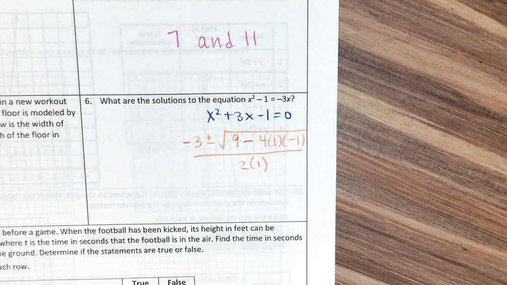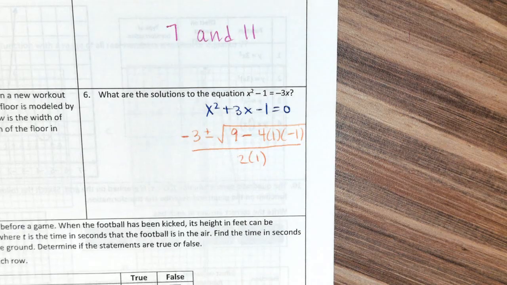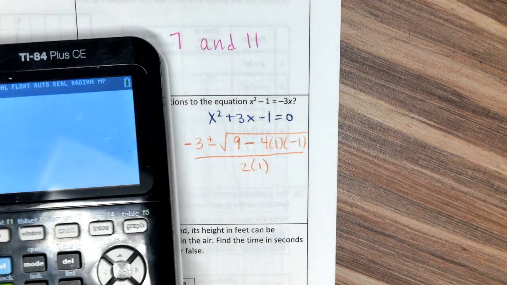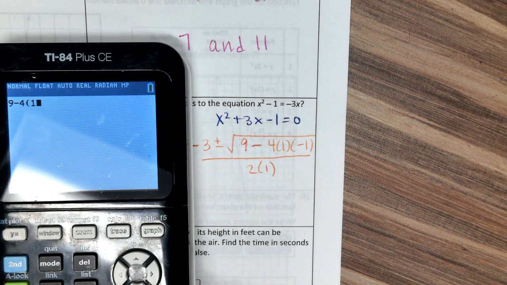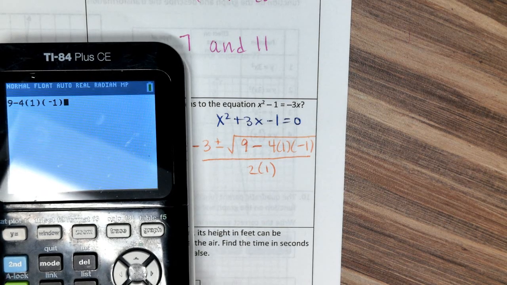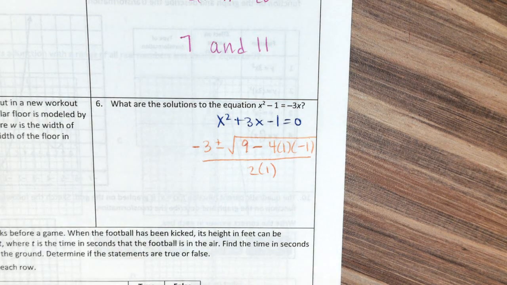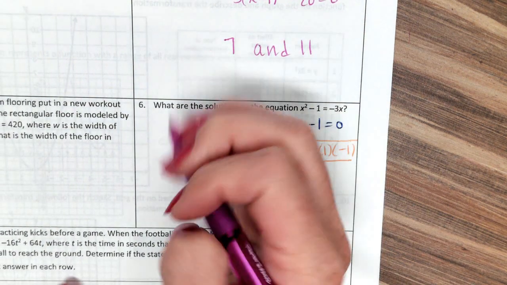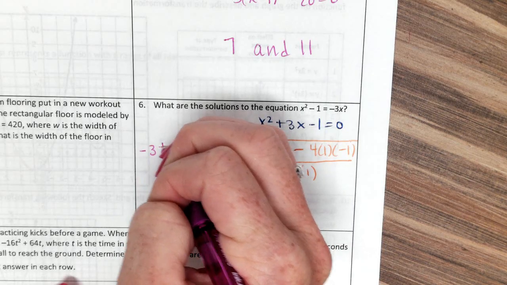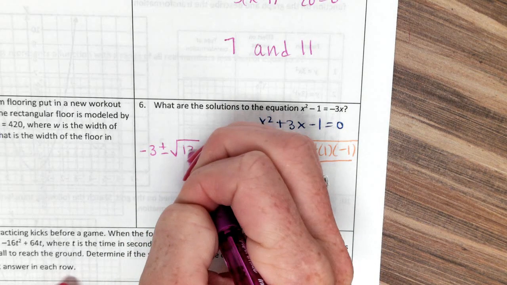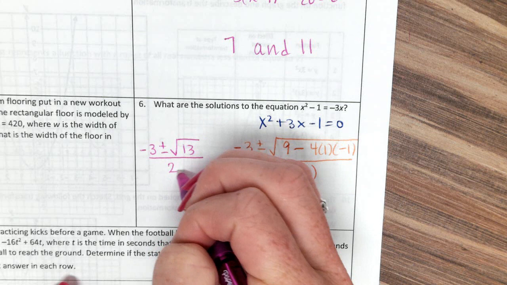Now, this answer is going to be a crazy long decimal. On the STAAR test, they might not give it to you as a full answer. I want y'all to see this. They might just finish this out. So everybody watch. What is 9 minus 4 times 1 times negative 1? It's 13. Yes? So what I'm trying to show y'all is the STAAR test might leave your answer looking like this. Negative 3 plus or minus the square root of 13 all over 2 times 1, which is 2.